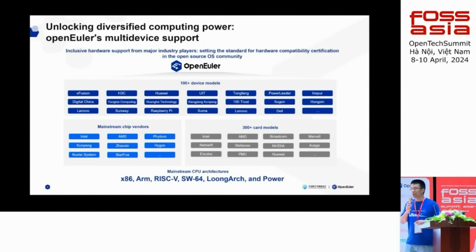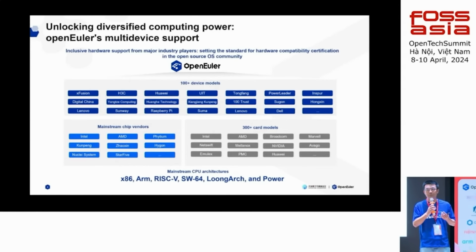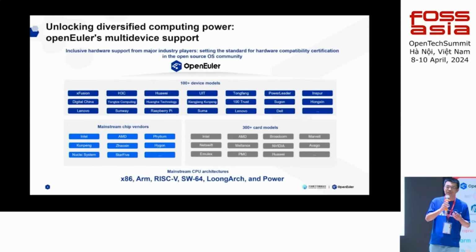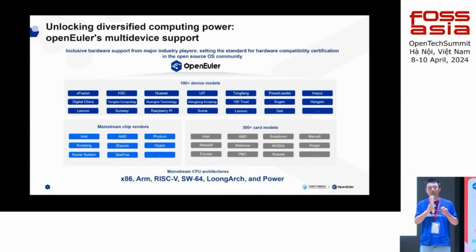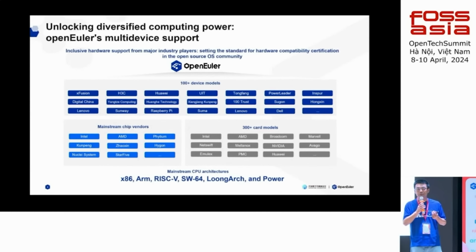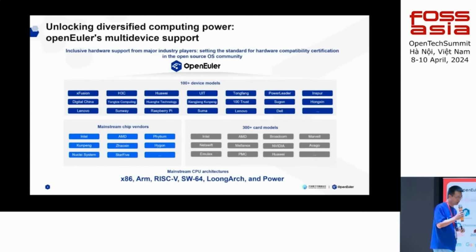And if you say, okay, what should we do if we meet a new card or chipset that openEuler doesn't support? It's very easy. Just report an issue or raise the requirement to the openEuler community. The community has a special SIG, which we call the compatible SIG. We work with the hardware vendors to make the hardware work on top of openEuler.